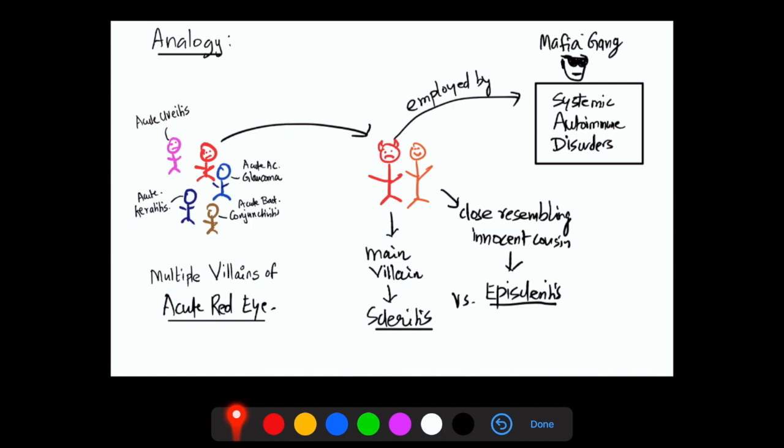The second challenge is that this villain has a cousin who is very innocent. He closely resembles him. It is called episcleritis. So the second challenge lies in differentiating scleritis from episcleritis. But our job doesn't end there. Scleritis is most often manifested by occult systemic autoimmune disorders, because unless we know what causes the scleritis, our job is not fulfilled. So who has sent this villain to attack the eye? That is the third challenge. So we have three challenges here.